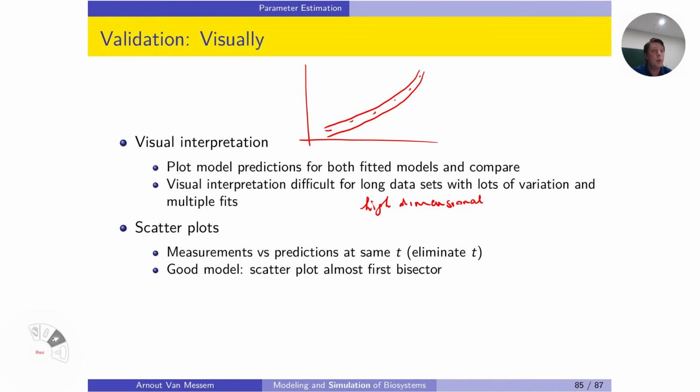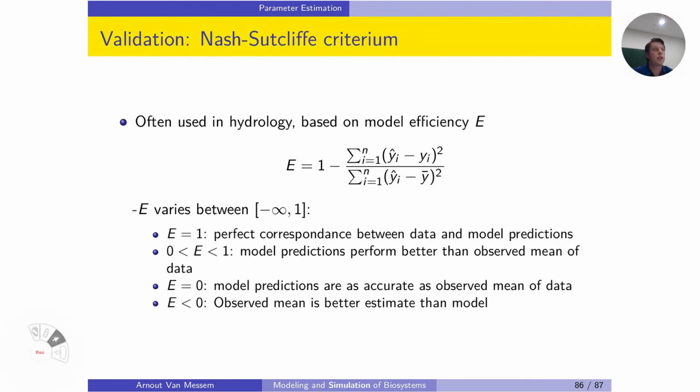Another option would be to look at scatter plots, a scatter plot of the predictions versus the measurements. So you look at what did I measure, what are the observations for the output that I measured, and what did I predict for the same time points, and normally they should be very close together. So if you plot them one to the other, you would expect that the scatter plot will be approximately the first bisector. Again here, how will you select between two models which both of them look pretty okay? So these are very subjective criteria, and so we need a more objective criterion. And one of those is Nash-Sutcliffe.